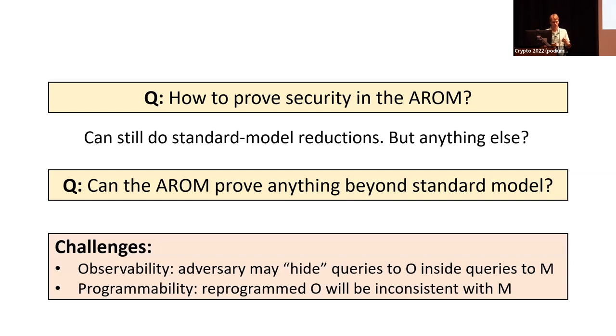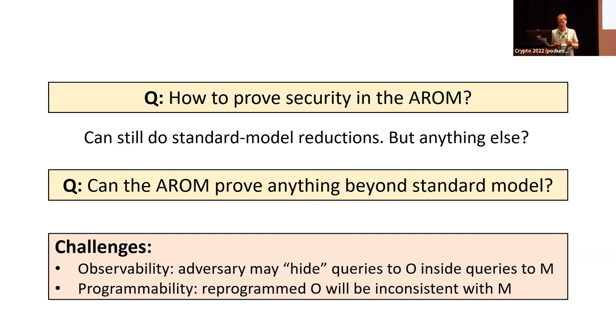If we think about the typical techniques for proving security in the plain random oracle, two of them might be observability, where the reduction gets to see the kinds of queries the adversary is making to the oracle and learn about what the adversary is doing and use that to solve whatever problem. The problem here is that the adversary might be making queries not only to the random oracle, but also to this oracle M. And we don't know what M does. M is sort of an arbitrary oracle.